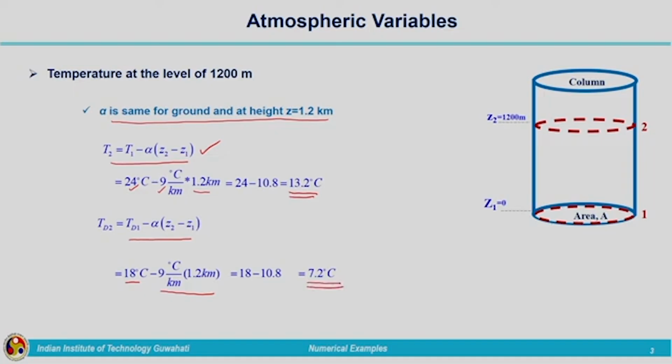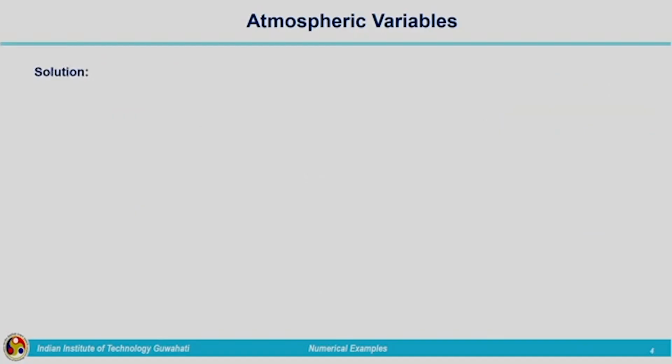So, now what we have done, we have calculated the air temperature and the dew point temperature at an elevation of 1200 meters from the ground. Now, let us move on to the solution. First we need to find out the vapor pressure, that is the vapor pressure at an elevation of 1200 meters from the ground surface.